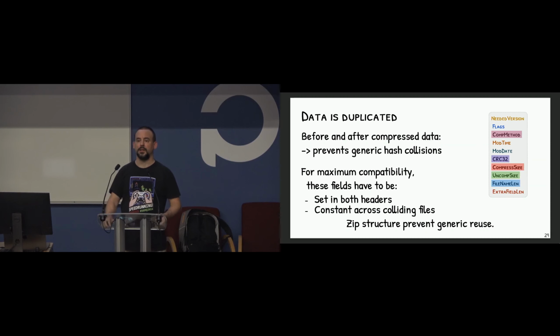And another problem is that not only do they have to be present and set on both sides, but they should be constant across colliding files. So how do you have different content in the zip while maintaining this metadata constant? It really sounded impossible to exploit generically for that.